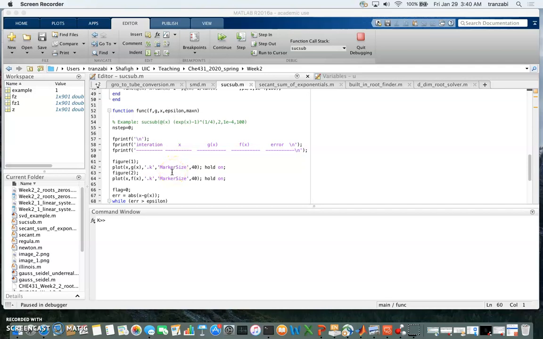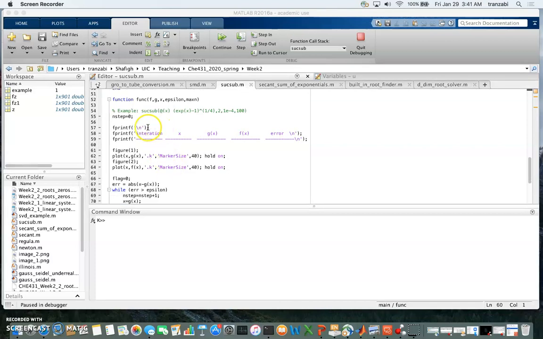All right, this is part two of successive substitution method to find the root of a function in MATLAB. So we talked about how we can write a script. This is the function in which we basically cycle through x equals g of x. So we talked about how we can write the headers.